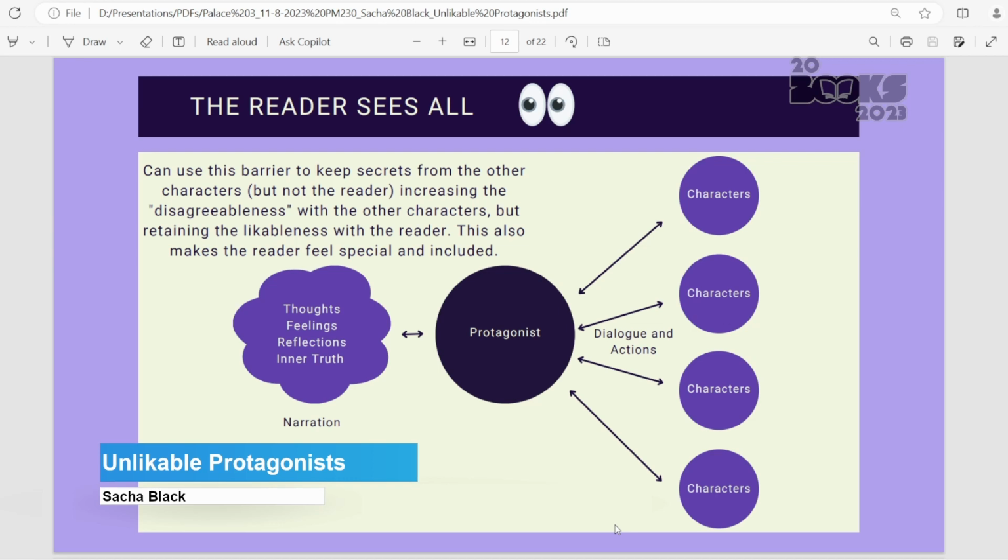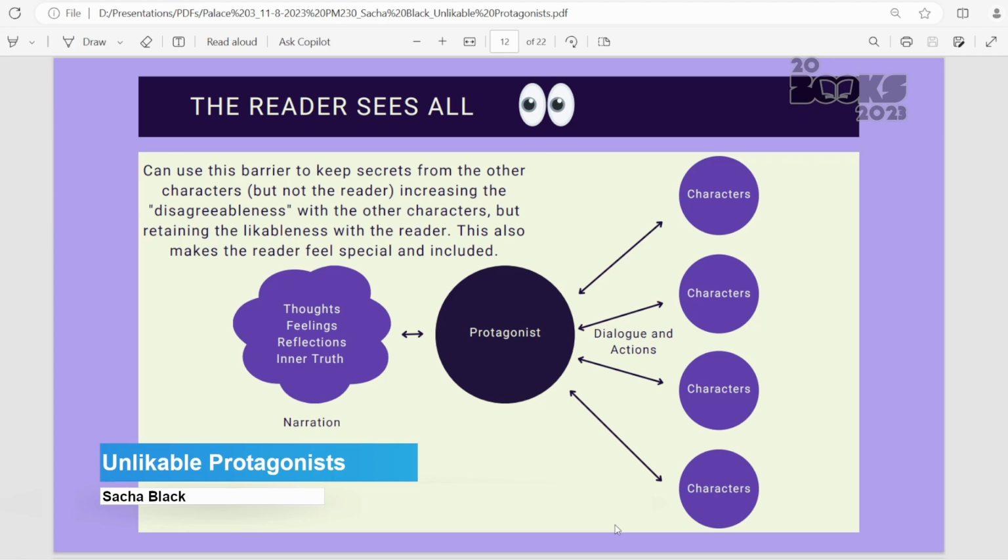And I think this is one of the best tools that you have at your disposal when you have a villain protagonist, because you make the reader feel special and you make them feel included in a secret. And yeah, I just think this is magic. So this is my favorite tool.